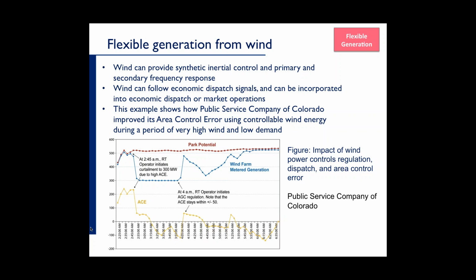In this case, the wind generation was turned down a little bit. We were not fully utilizing all the possible wind energy, but at the same time, we were able to use the flexibility in the wind turbine controls and the wind plant controls to help manage the balance on the power system.